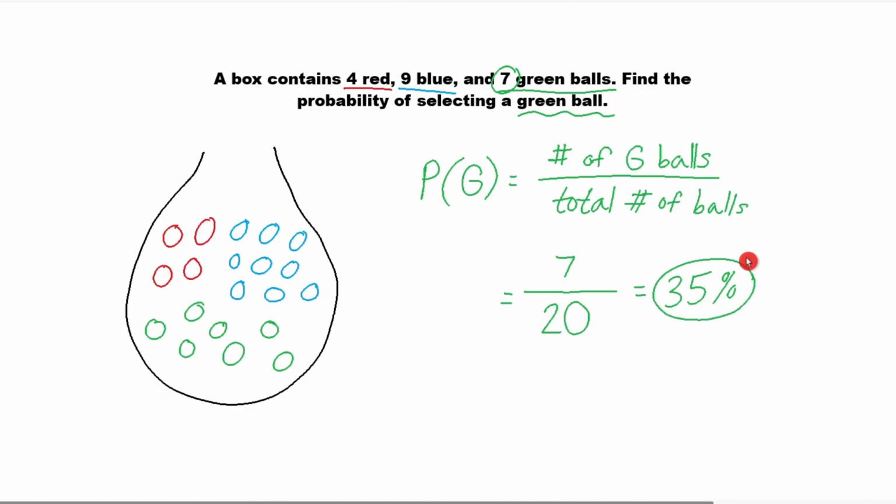And there we go. We found the probability of selecting a green bowl. In future videos, we're going to do more questions on probability and improve our understanding of this concept.